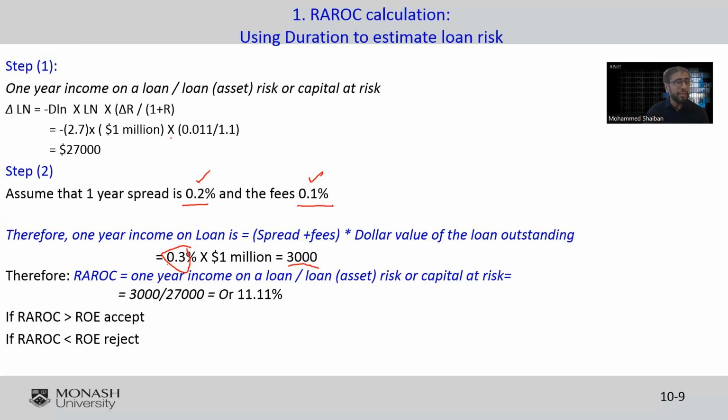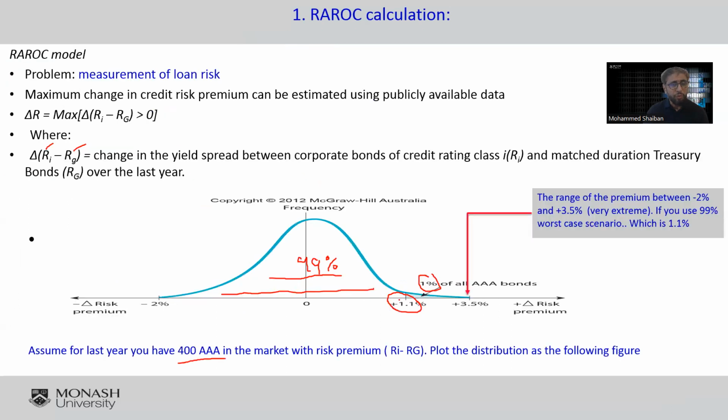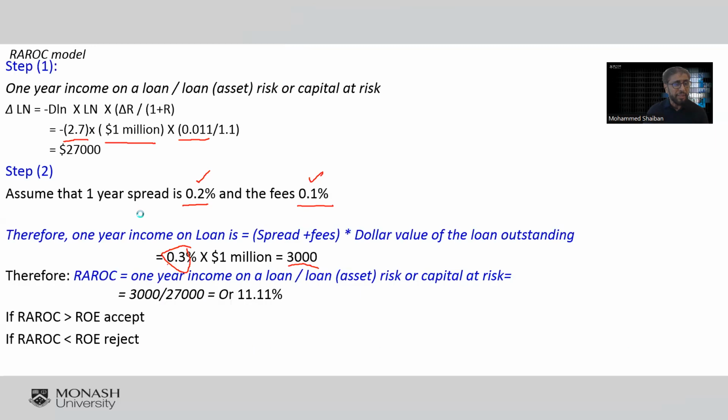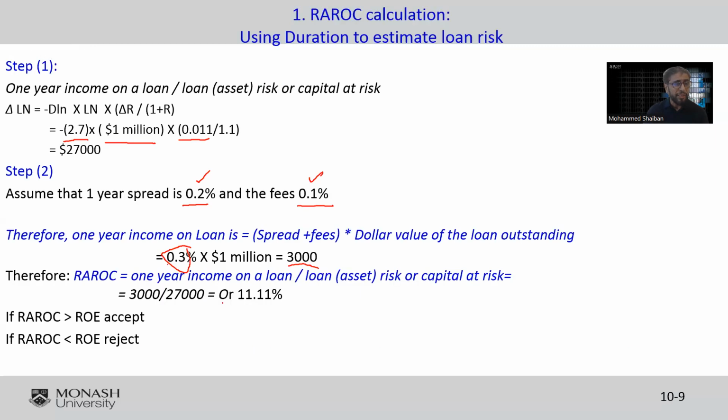And then we calculate the RORAC. The RORAC is the 2.7 duration times the loan times the change in the interest rate. And the change in the interest rate, we find it from here. Sometimes I will give it to you ready, sometimes I will give you some data. And then we calculate and we find the RORAC to be 11.11%. So this is step one.